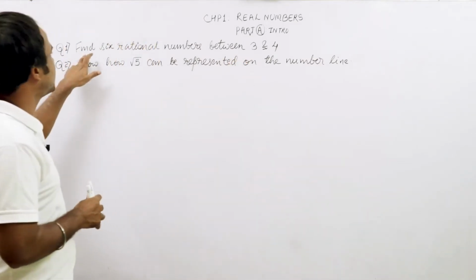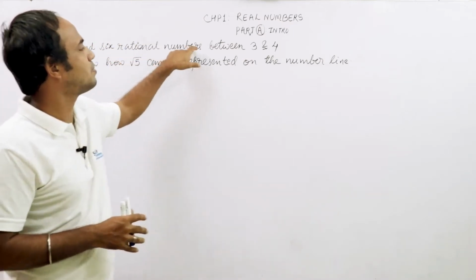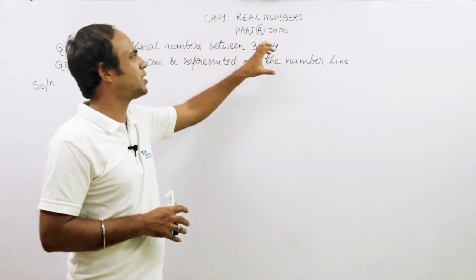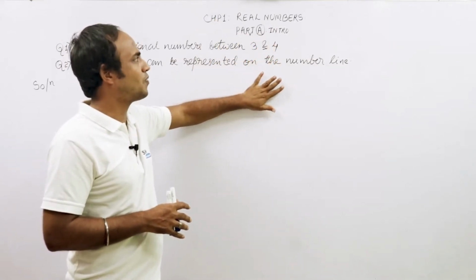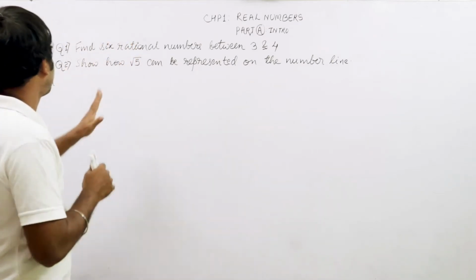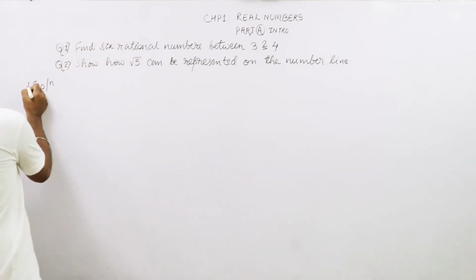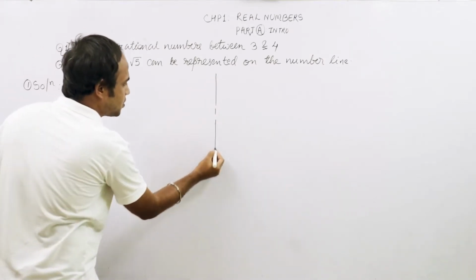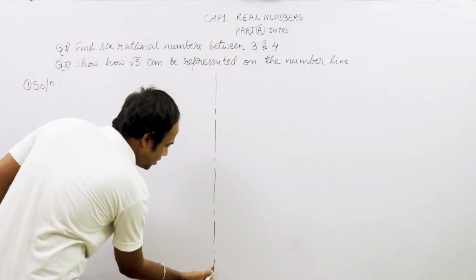So the first question is, find 6 rational numbers between 3 and 4. Introduction won't have much detail of the further topics that we are going to study later. So first, the solution. So the solution goes like this. I divide the board into 2 parts just to give an insight of the 2 questions.